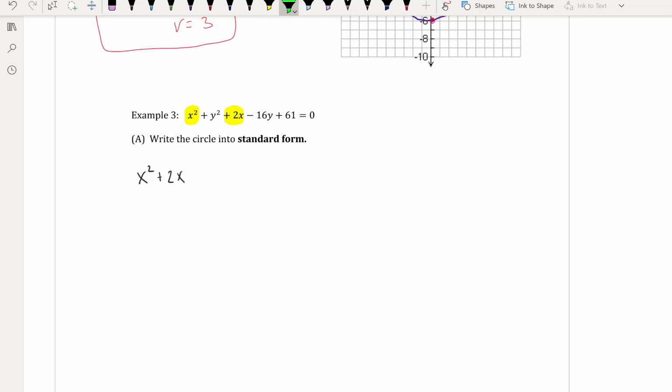The next thing I want to think about are my y's. So here are my y values. So I have a positive y squared and a negative 16y. And I have this all plus 61 equal to 0. And just to remind us, the standard form of a circle, we have the x minus h squared plus my y minus k squared is equal to my radius squared. So this is the goal and how to rewrite it in standard form.